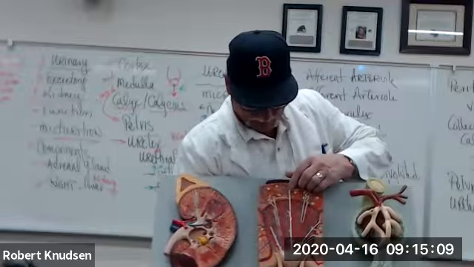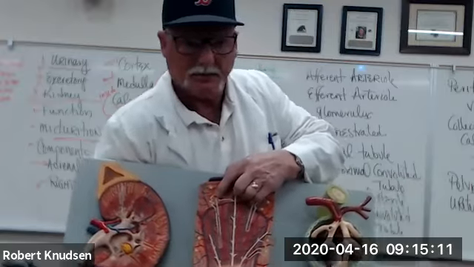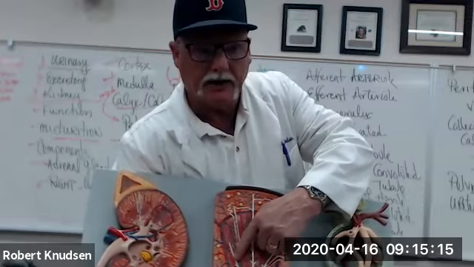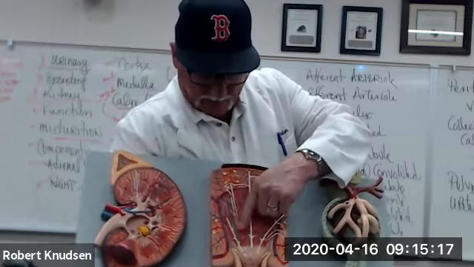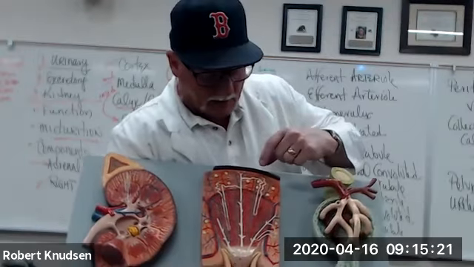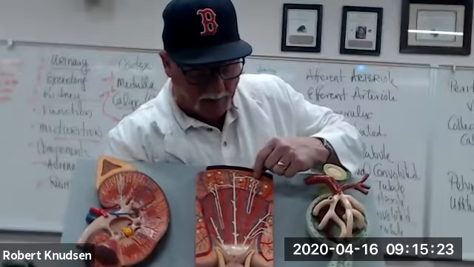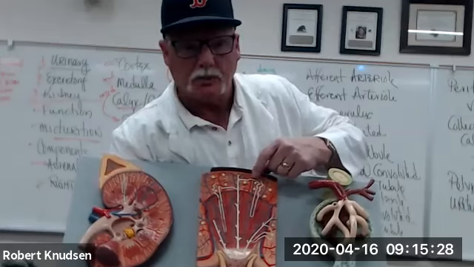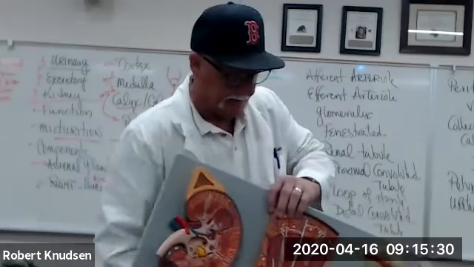Okay, do you see this one with Bowmens Capsule right here? And it goes way, the Loope of Henle goes way down into the medullary layer. That's juxtamedullary. Do you see this one that's way up at the top and it just barely goes down in here? That's cortico. Bowmens Capsule is way up in the cortex. Okay.